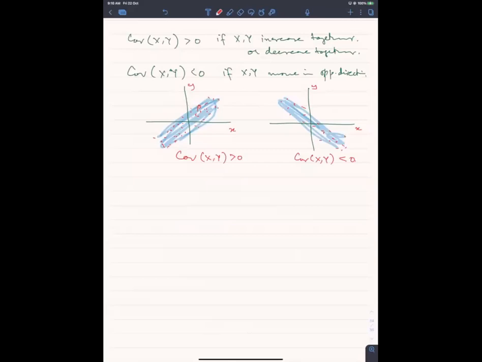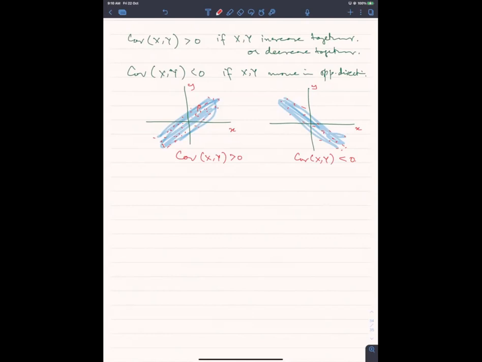So if two random variables x and y are independent, the covariance would be 0. If they are independent, the covariance would be 0. If the covariance is 0, not necessarily independent. So independence is a much stronger thing.